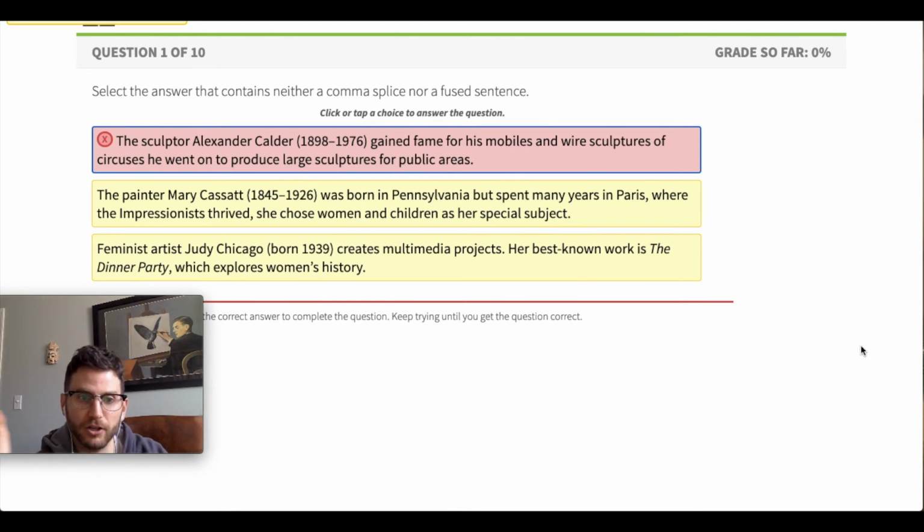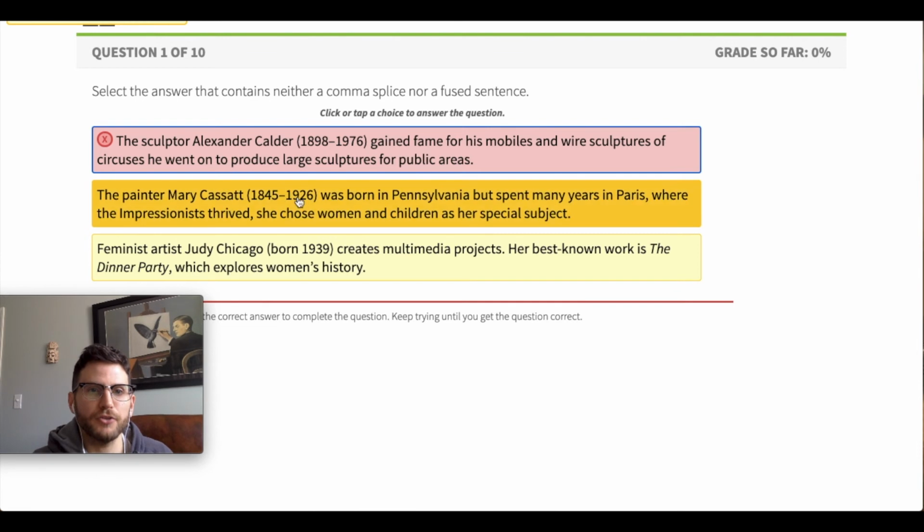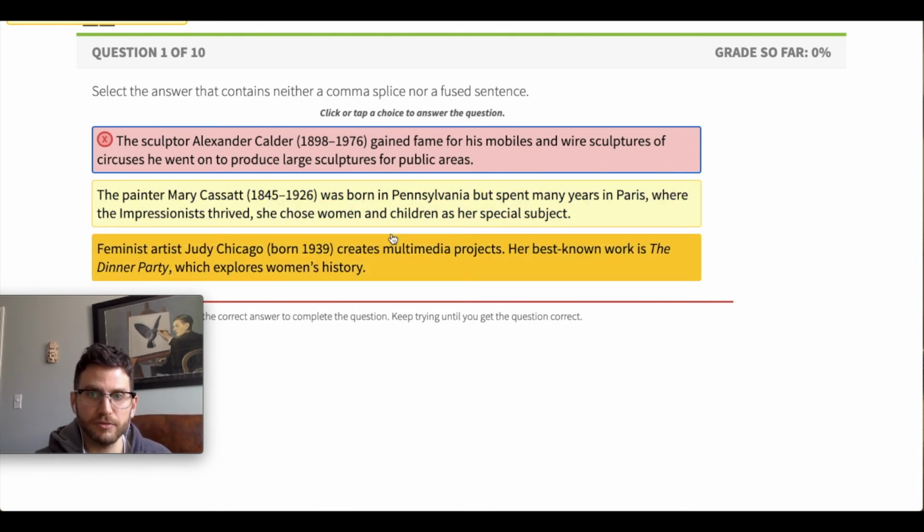Do I have two independent clauses? Let's find out. The painter Mary Cassatt, subject. What's my verb? Was born. Was is my helping verb. Born is my participle, partnering with my helping verb. In Pennsylvania, but spent many years, so another verb phrase attached here, but spent many years in Paris, where the Impressionists thrived. Complete thought.